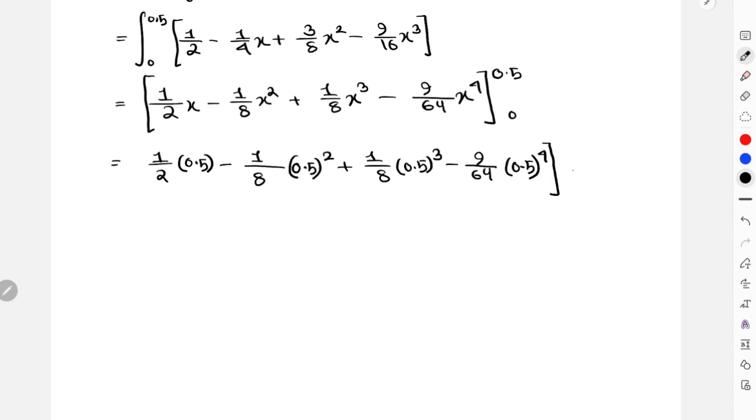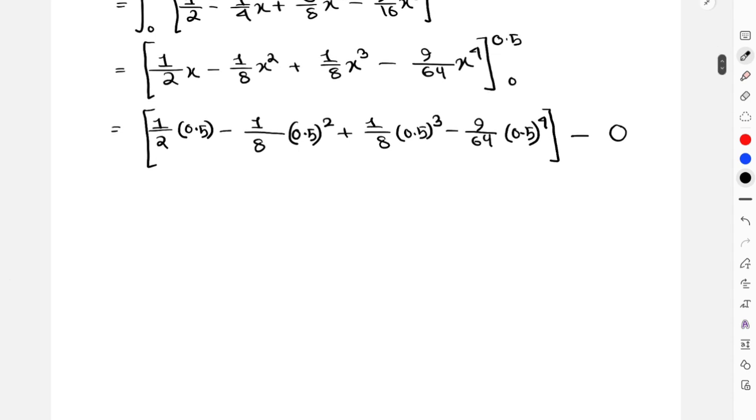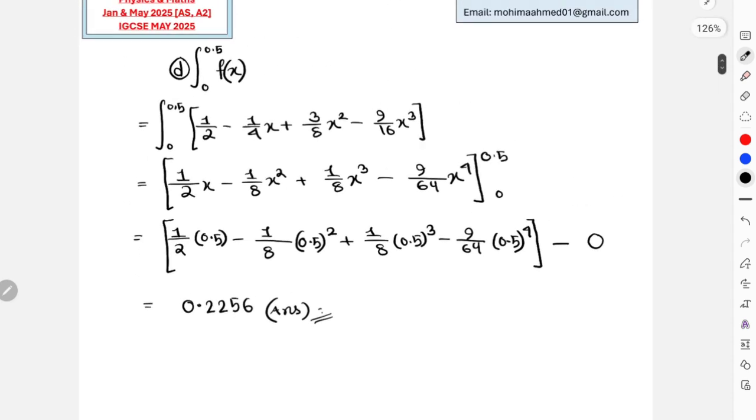This entire expression has to be subtracted with 0 because when you input the value x equals 0 in the entire expression, that will be 0. So if we calculate all these things, you get your value as 0.2256, correct to 4 decimal places. Right? That is your final answer over here, the integration for this binomial expansion. Okay, then that is it for the integration process.